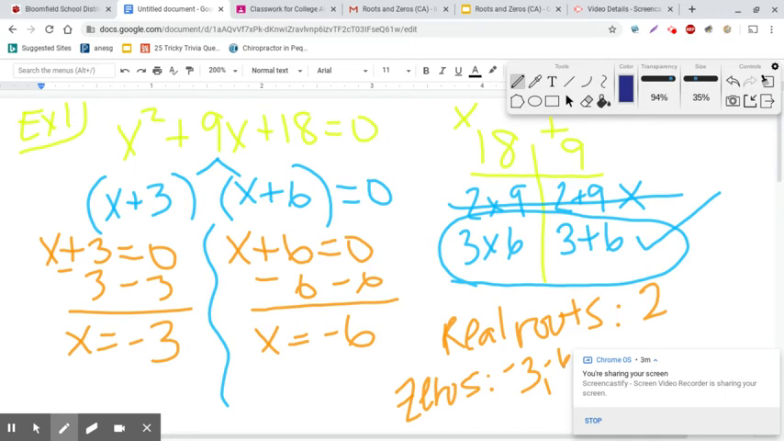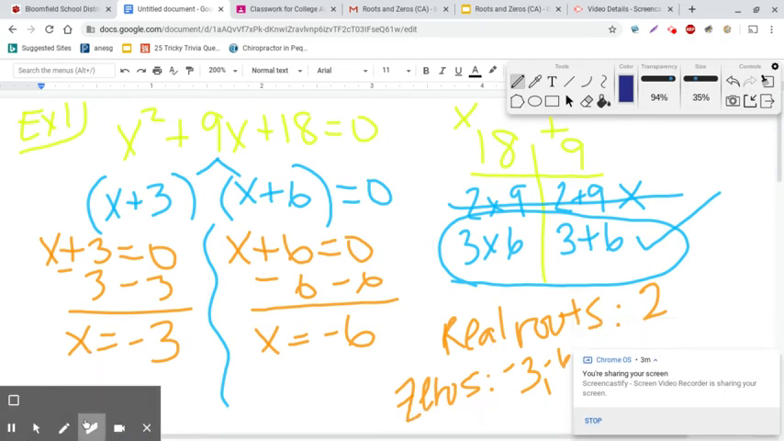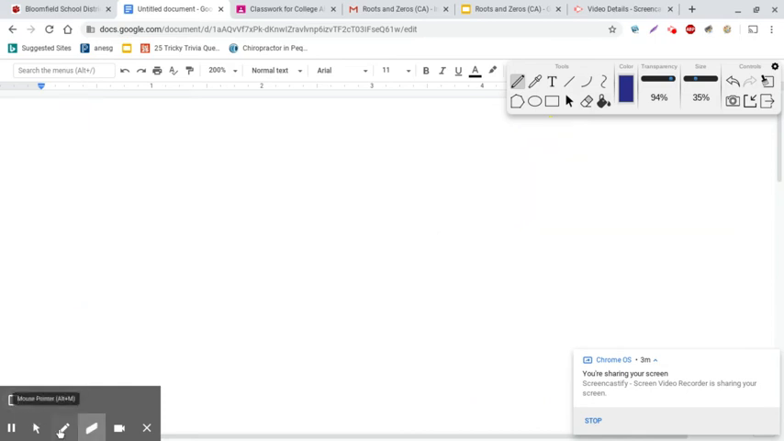So if you guys would like to, now is your time to pause to copy down this example, because I am going on. Okay, going to clear this. Sweet. Let's try example 2 now.